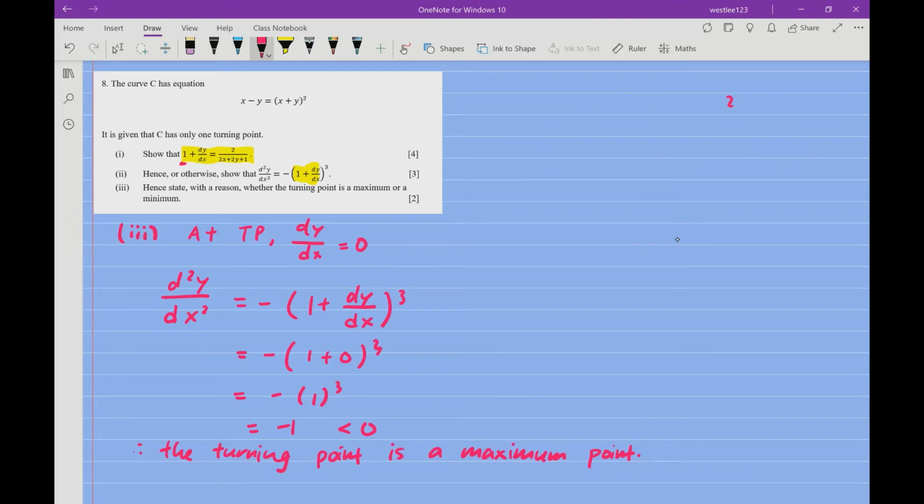All right, so this is something that you don't see quite often. It is an unconventional way to find the nature of the turning point. So there you have it. This is how we solve question 8.